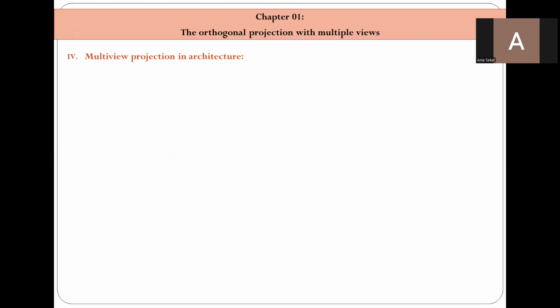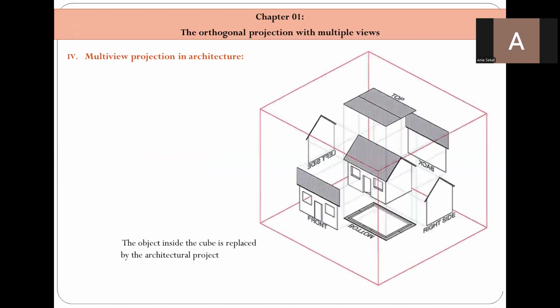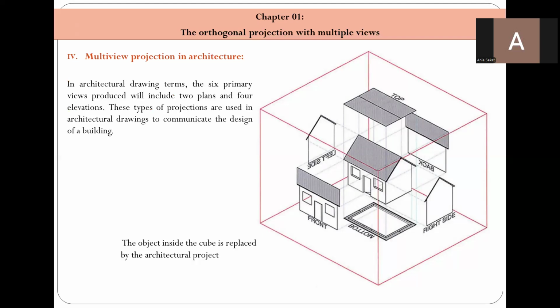Multiple view projection in architecture. The object inside the cube is replaced by the architectural project. In architectural drawing terms, the 6 primary views produced will include 2 plans and 4 elevations. These types of projection are used in architectural drawings to communicate the design of a building.